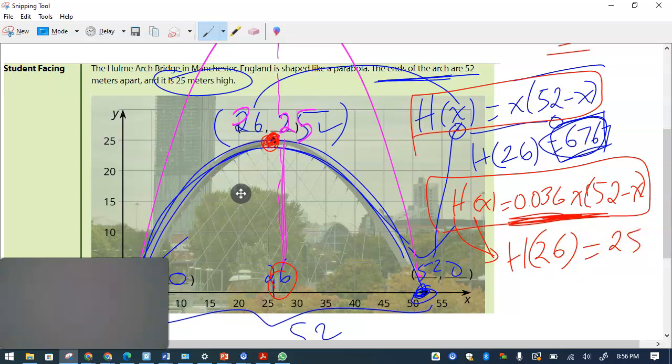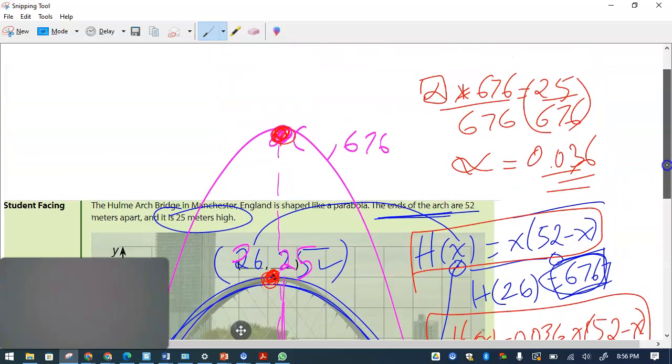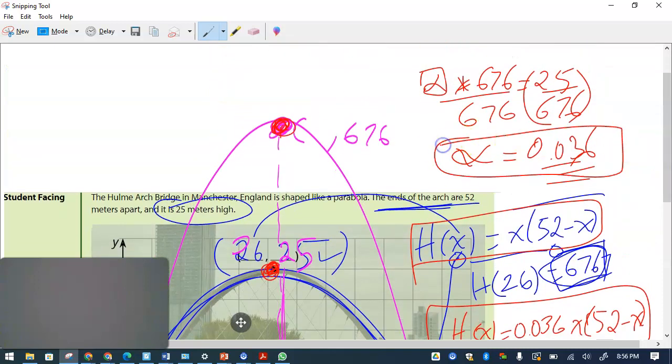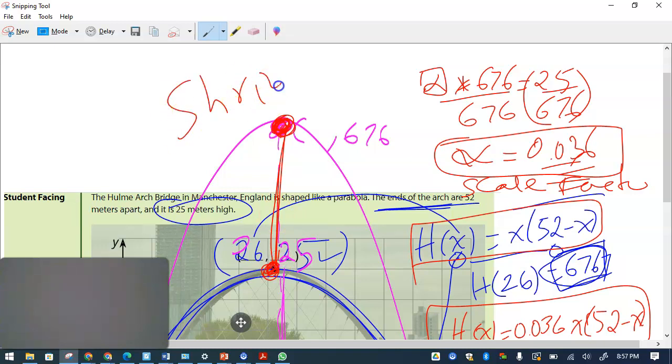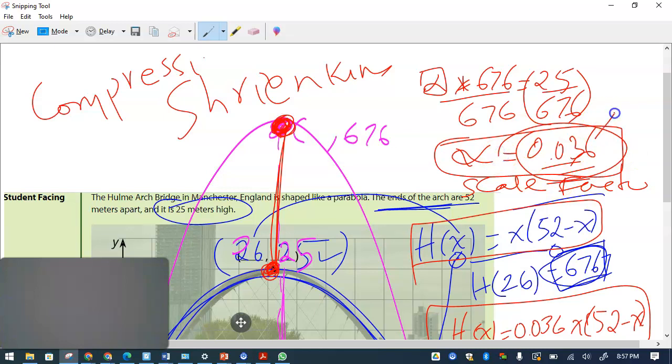So this is the scale factor. What is this alpha? This is the scale factor. The scale factor is used to bring this point all the way down. So you're shrinking, or also compressing. This happens because the scale factor is smaller than 1. Instead of alpha, you could also call it k, let's say.